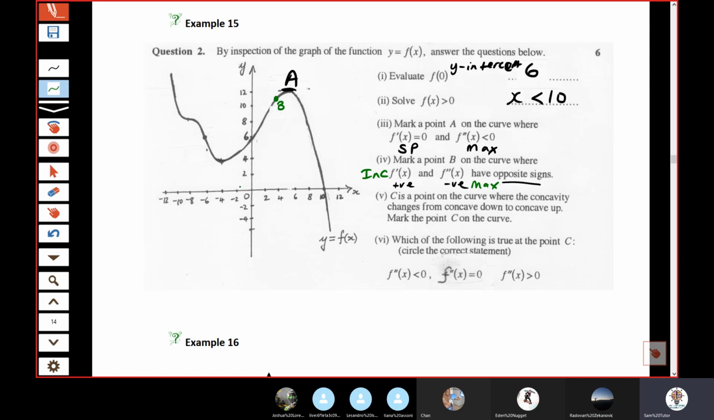C is a point on the curve where the concavity changes from concave down to concave up. That means point of inflection. Mark the point C. Where is it concave down to concave up? Let's have a look. That is concave up. That is concave down. And that is concave up again. So right there, it is changing concavity from a sad to a happy.